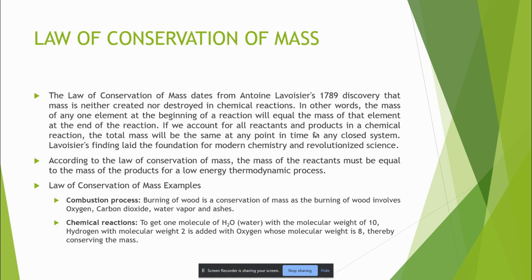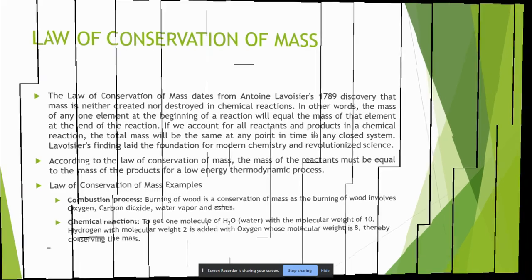Then chemical reactions: to get one molecule of water with a molecular weight of 10, hydrogen with a molecular weight of 2 is added to oxygen with a molecular weight of 8, thereby conserving the mass. Very simple. H2O is 2 hydrogens, which is 1 gram each, and oxygen is 8 grams, making 10. So we add 2 of hydrogen to 8 of oxygen. That's 10 too. That's the law of conservation of mass. It's just stating that the mass before the reaction is equal to the mass after the reaction.